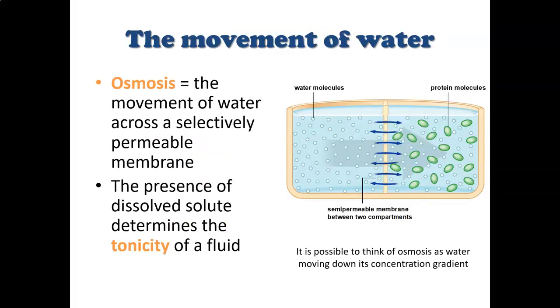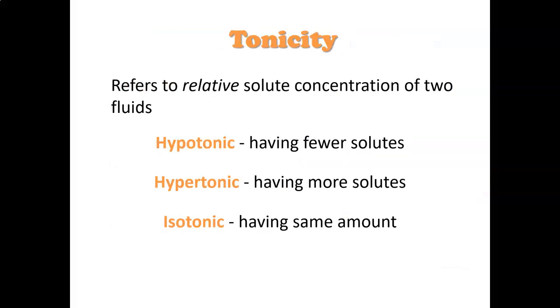So in this case, the right side is hypertonic. It has more dissolved stuff than the left side, right? So the left side is hypotonic. So once you've identified the tonicity of the solutions, you just need to remember one thing, that water always moves from hypo to hypertonic. So the net movement of water will be to the right. Okay.